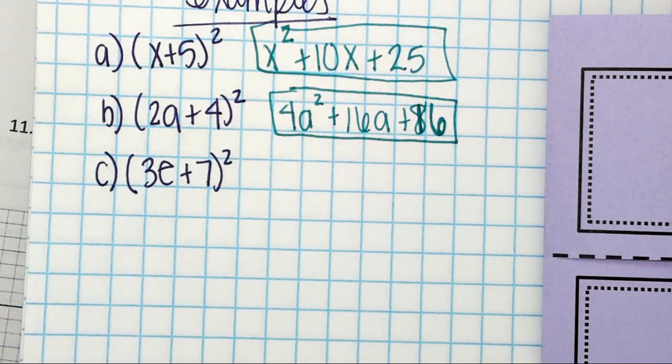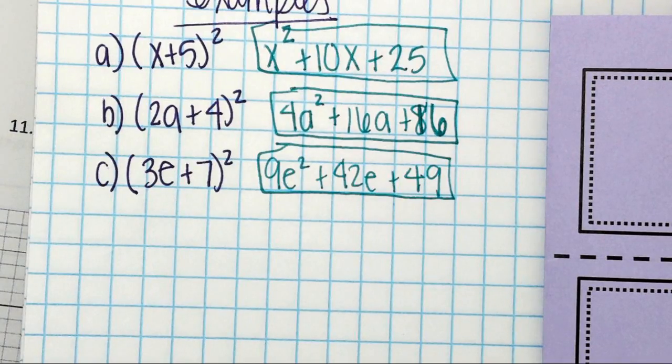So do we square because of the 2 on the outside? Yes. What if that changed to a cube? Then you would have to do the process of perfect cubes, and that's a different thing. Alright, work out C. 9e squared plus 42e plus 49.